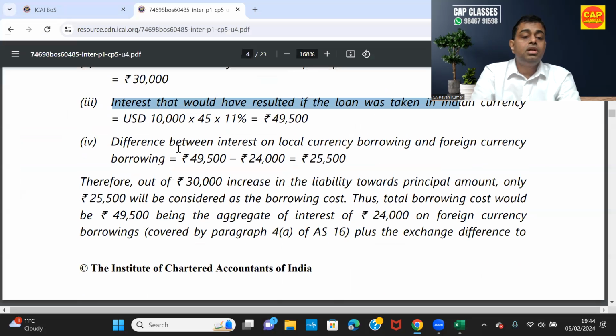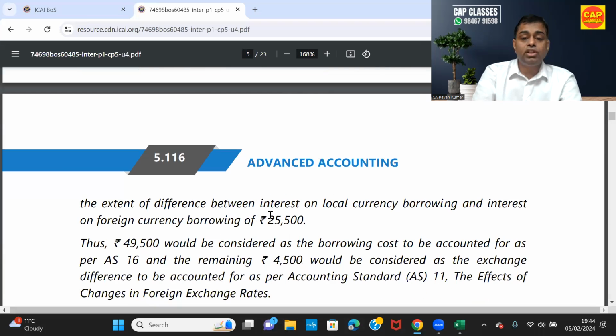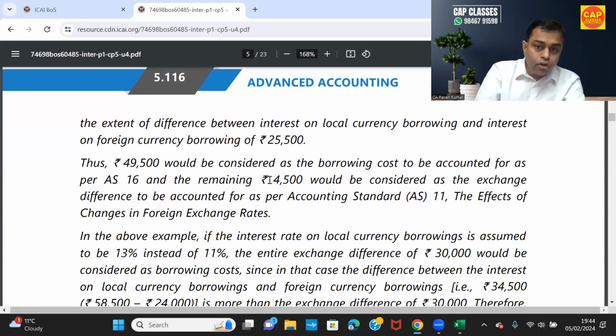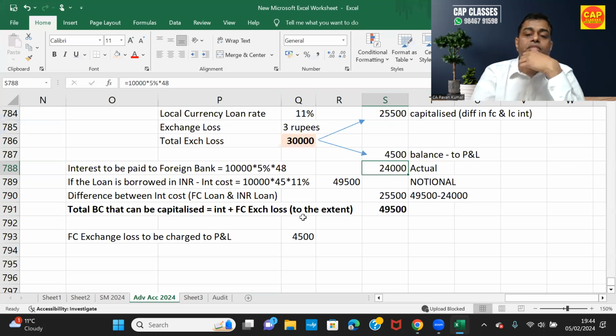So see the answer. Therefore, out of the 30,000 increase in liability towards the principal amount, only 25,500 will be considered as borrowing cost. The total borrowing cost would be 49,500, which is interest 24,000 in foreign currency plus 25,500 difference. The remaining 4,500 would be charged to P&L. That is what the example is.